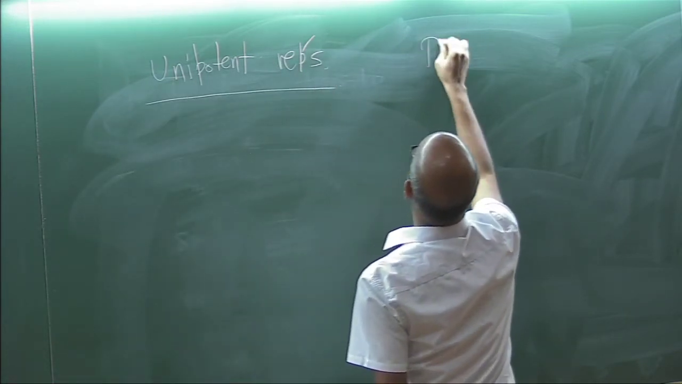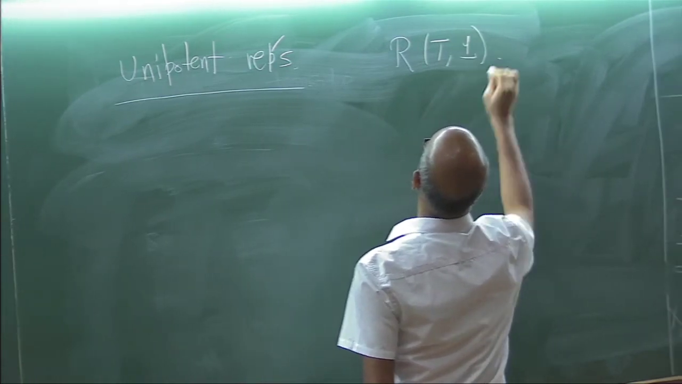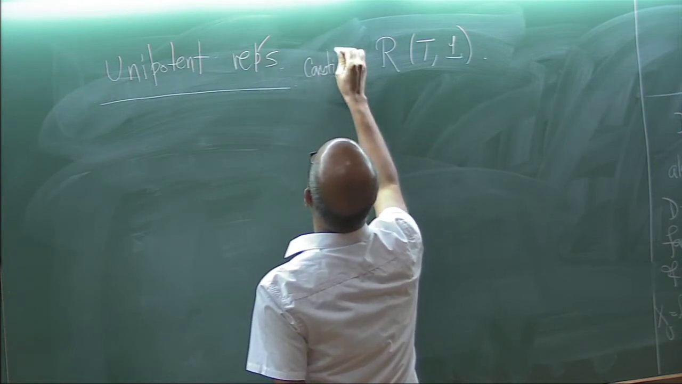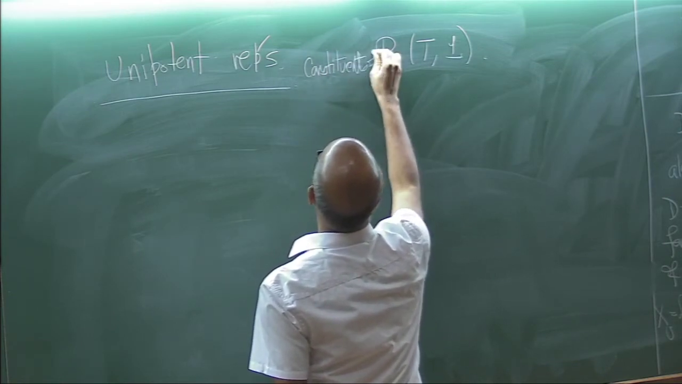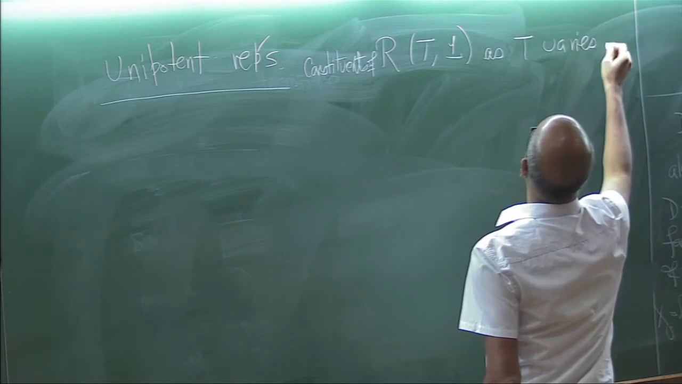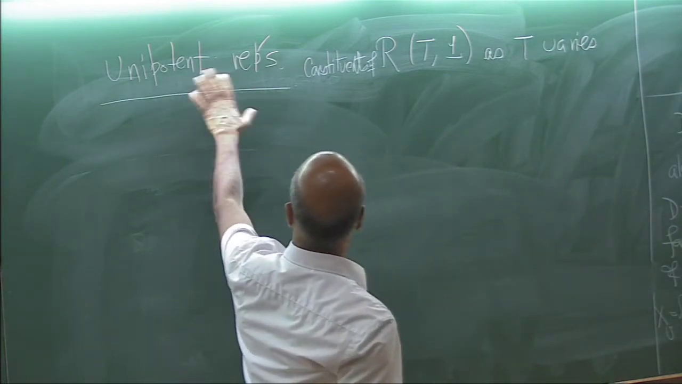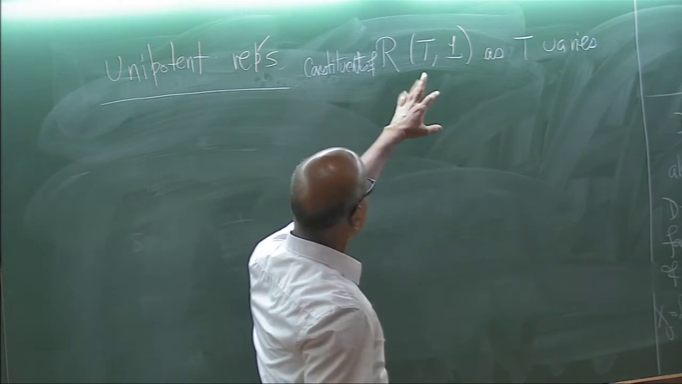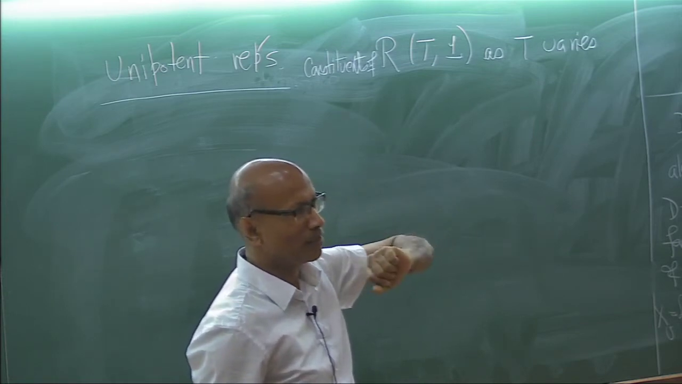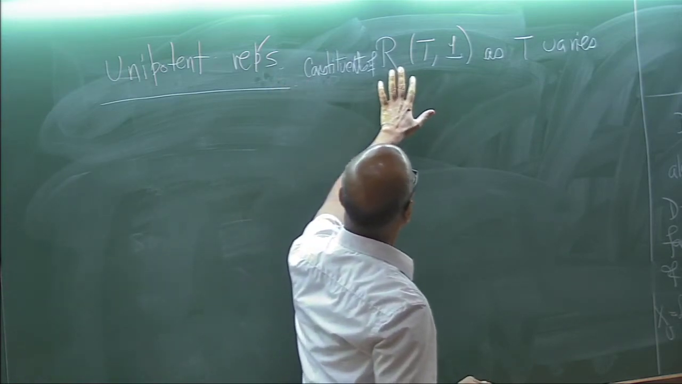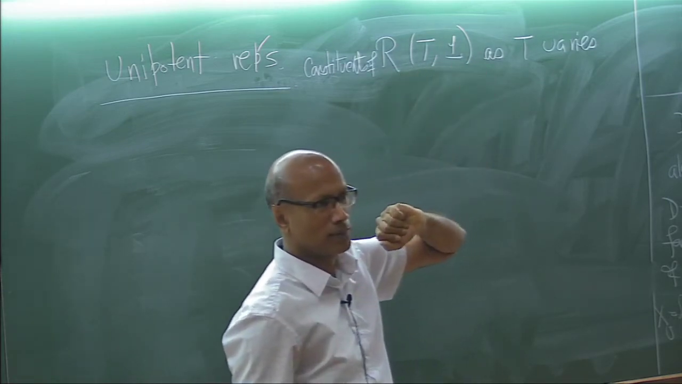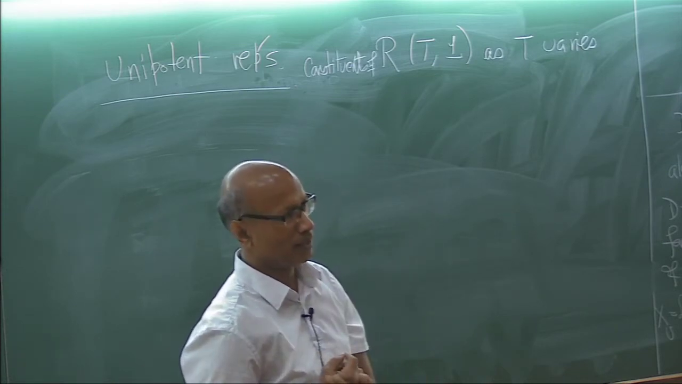So these are representations which are constituents of R_T(1) as T varies. These are called unipotent because somehow the semisimple part of this representation is 1. That character theta is supposed to be the semisimple part in some sense. And you look at R_T(1) as T varies, and you look at constituents and take the union. So this is called the set of unipotent representations.